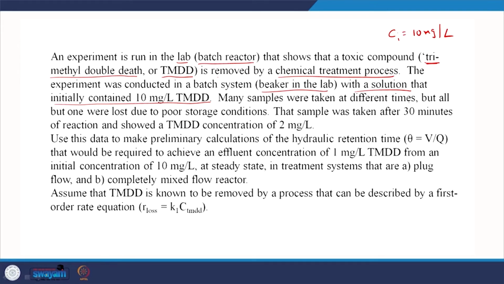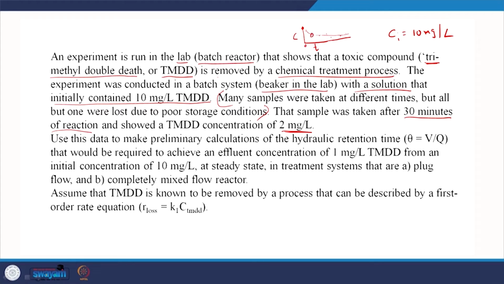Many samples were taken at different times, but all but one were lost due to poor storage conditions. Okay. So, that sample was taken after 30 minutes of reaction and showed a trimethyl double death concentration of 2 milligram per liter, right. So, typically what we try to do is we have concentration here and time here, and let us say we have the initial concentration at time 0, and we try to measure the concentration at different times, and we fit a model so that we can understand the order of the reaction and try to predict the behavior of the system in other systems, right.